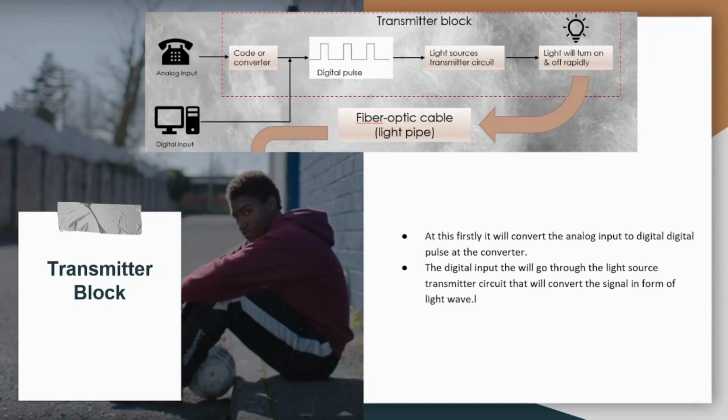So, it has two inputs, that is analog input and digital input. If it has a digital input, it will just go through the light source transmitter circuit. But if it is an analog input, it first needs to go through the coder converter to be converted into a digital pulse. Then the digital input will go through the light source transmitter circuit that will convert the signal into the form of light wave.